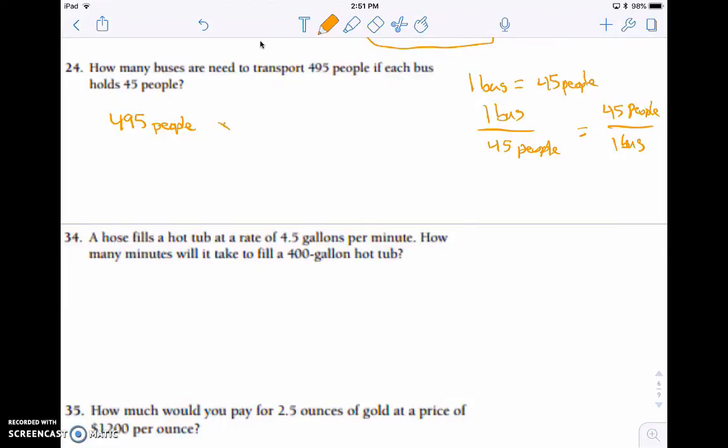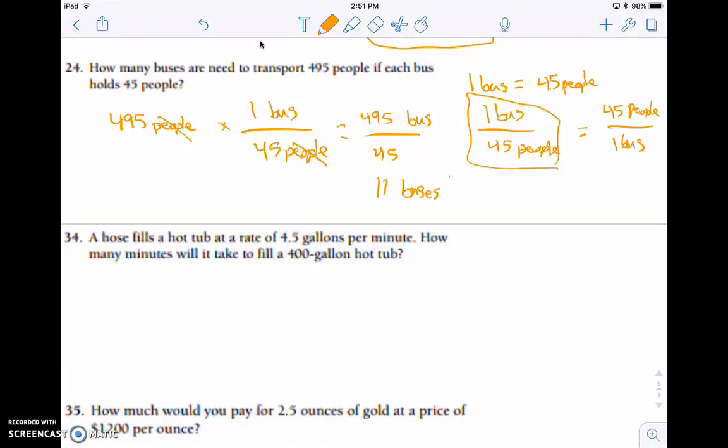So we're going to take that, times it by, and I want to cancel out people, so I'm going to be using this conversion factor: one bus, 45 people. Okay, people are going to cancel, so I'm going to have 495 times 1 bus over 45. And now I just need to take 495 divided by 45, and that will give us 11 buses. Okay, and so that's this idea of unit conversion or unit analysis.